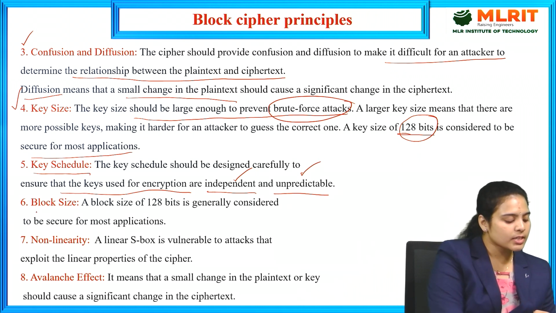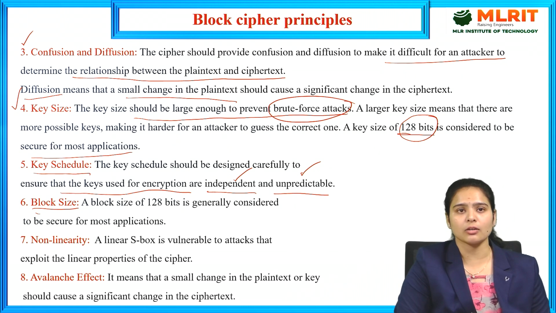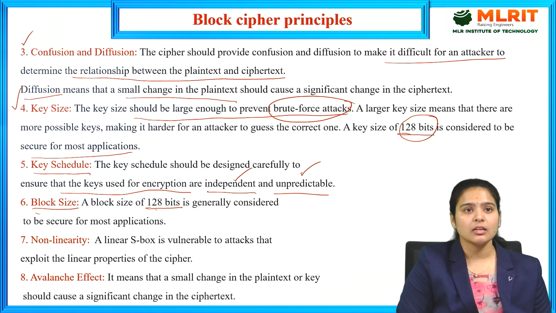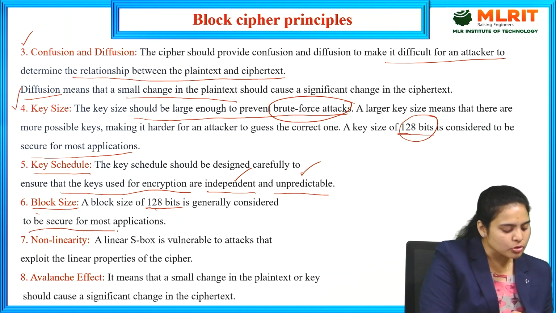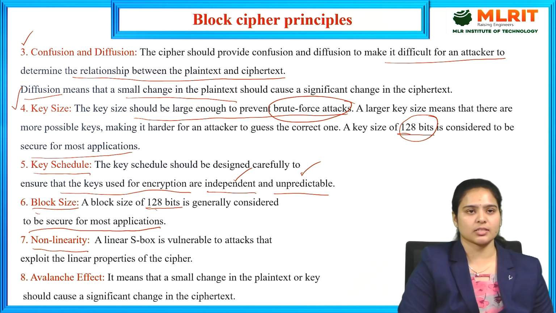The next one is block size. Basically the block size of DES or AES or any multiple encryption or triple DES formats, we can use a block size of 128 bits. So block size here is 128 bits, to be secure for most applications. The next one is the non-linearity process.